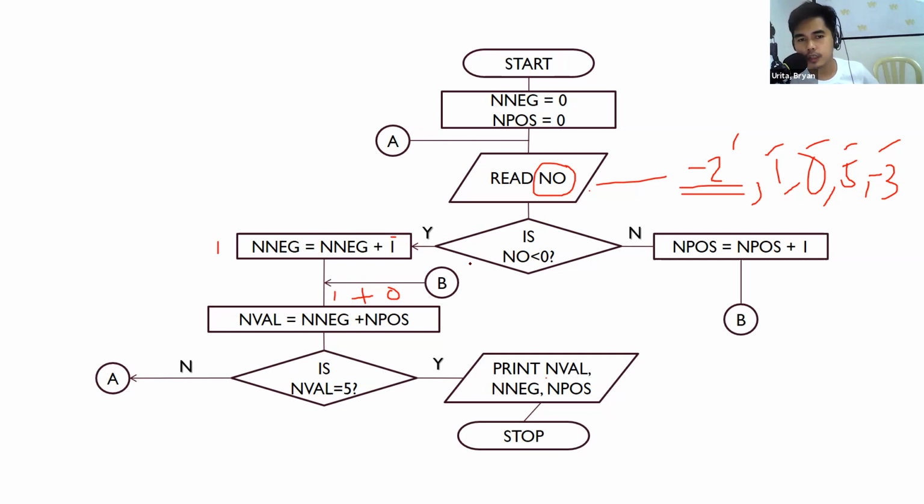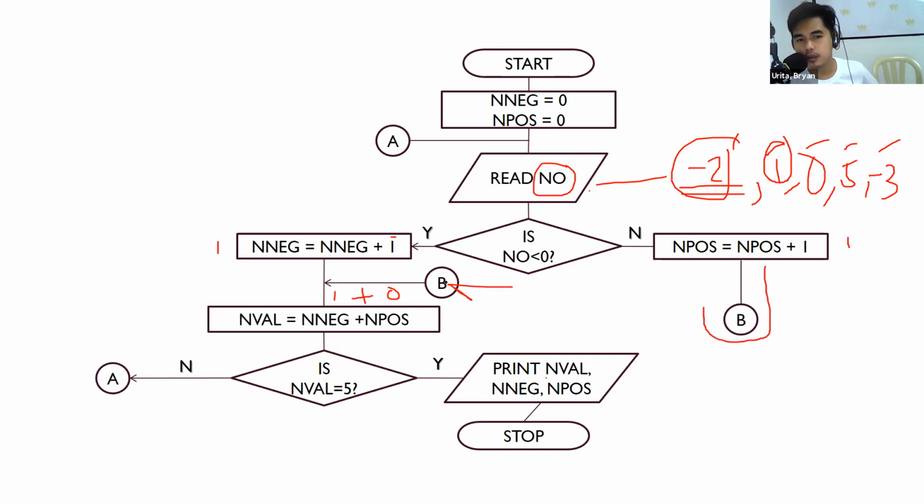And then, nval will be 1 plus 0. Is it equal to 5? No. Balik tayo. Read number ulit. 1 naman ang i-enter natin. Is it less than 0? No. So, ibig sabihin, npos will be npos plus 1. Ilan yung npos natin kanina? 0 pa lang. So, magiging 1 na yung npos natin. Punta tayo sa B.